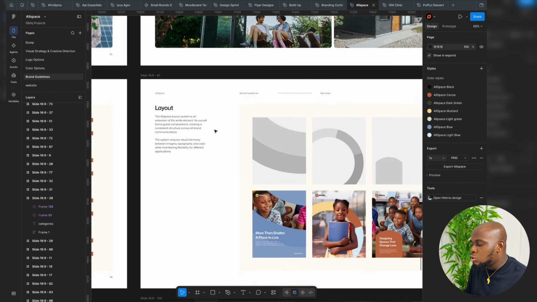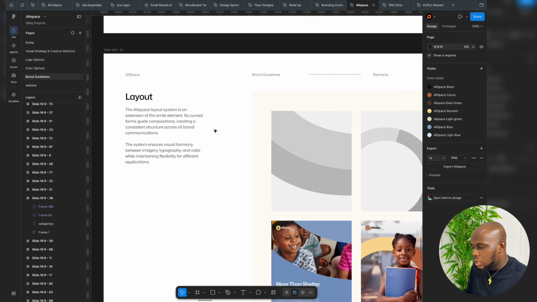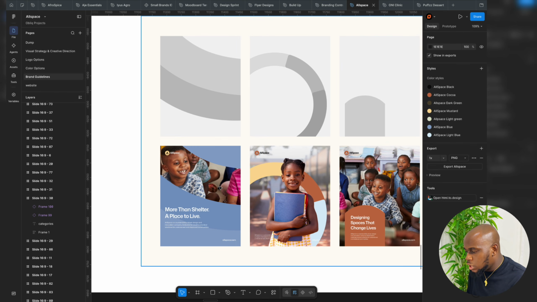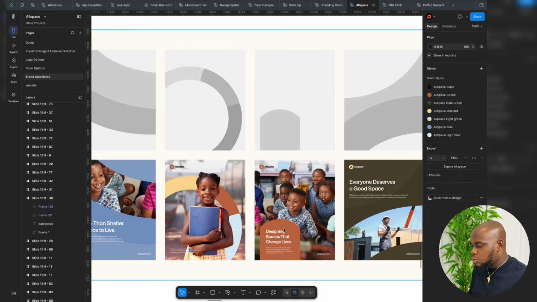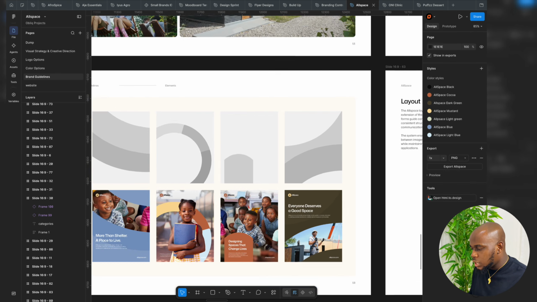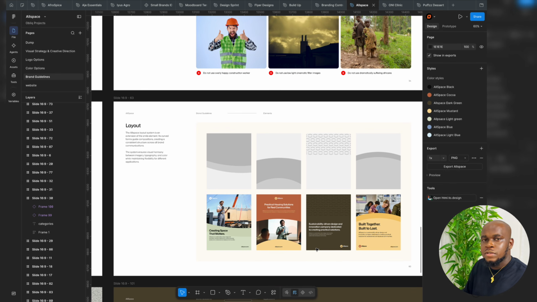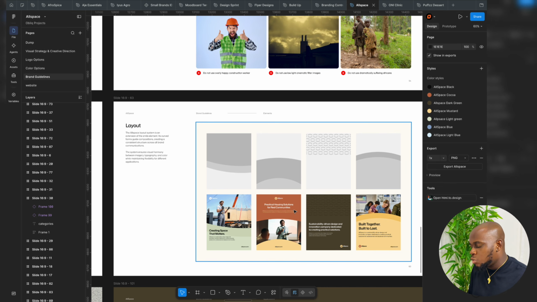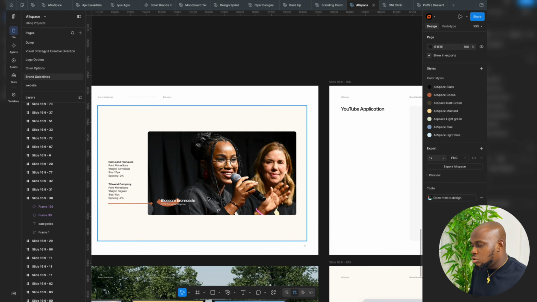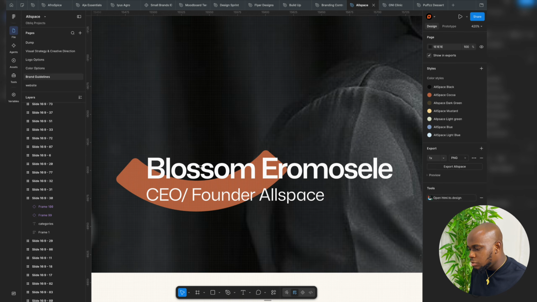Now, the smile also goes out to create the layout. So the Allspace layout is an extension of the smile elements. You see how you can also use the smile here for an image container, behind, as a background for a photo, as well as a placeholder for text as well as image. So we're just trying to be creative and expressive with this smile, and we're able to see how far it could take us. Now you go further to talk about lower third.